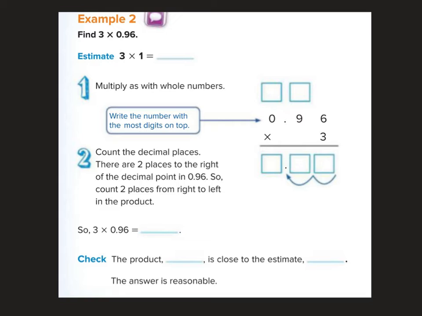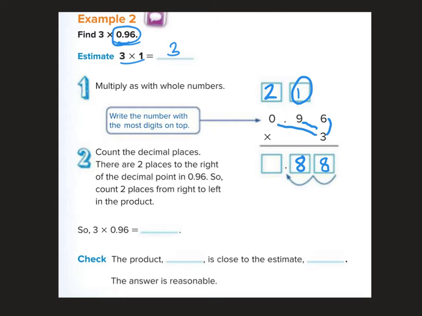Okay, so here we're going to find 3 times 96/100. If I was going to estimate, I'd say, hey, 96/100 is about 1. 3 times 1, my answer should be about 3. Now let's go ahead and multiply through. 3 times 6 is 18. 3 times 9 is 27. Plus 1 more is 28.